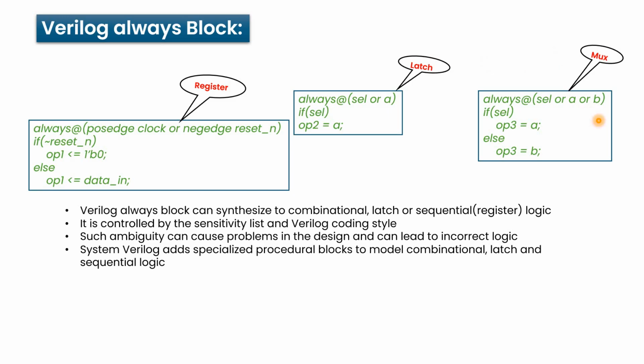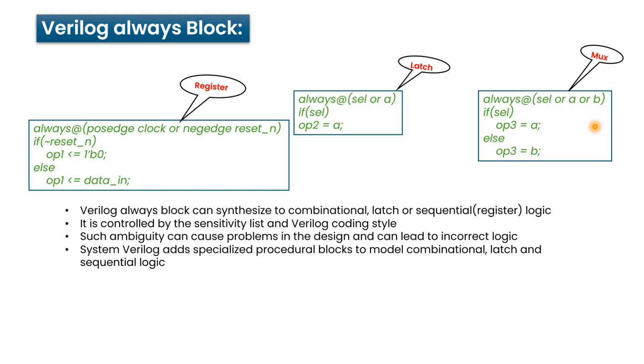If you have to implement a combinational mux, the coding style would be something like this. The sensitivity list will include select, A and B, all the variables from the conditions as well as the right hand side variables, and then there would be a complete if else statement. So using the same always keyword and making use of three different coding styles, we could infer a register, a latch and a mux.